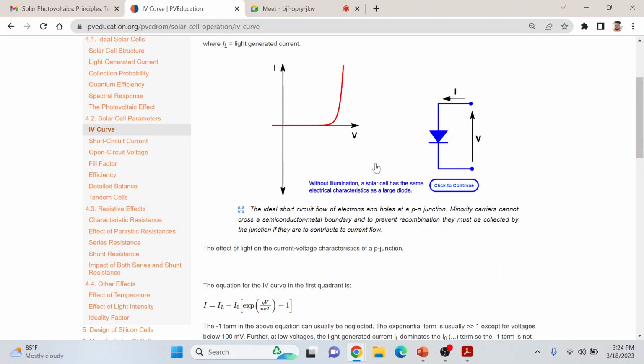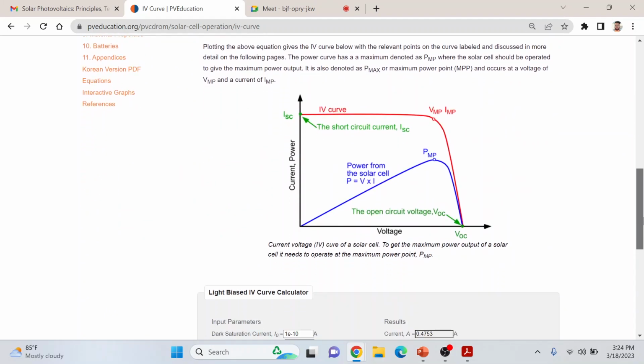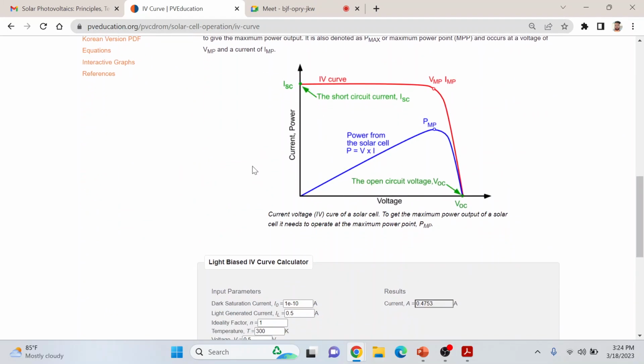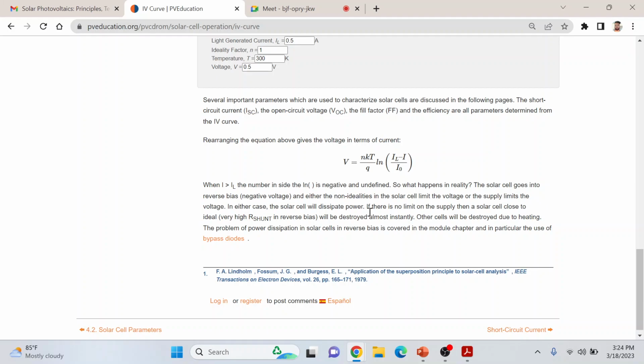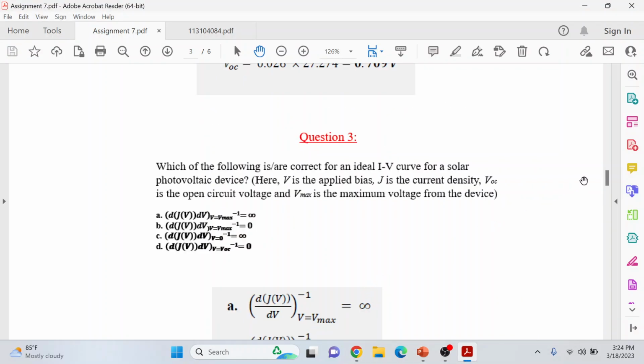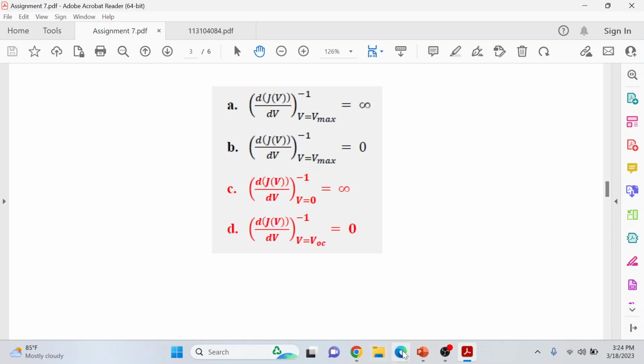Just to give you a quick recap, without illumination a solar cell has the same electrical characteristics as a diode. But when the light is shining, the IV curve shifts as the cell begins to generate power under illumination. If you further increase the intensity, it shifts to a greater extent. For the solar cell curve, we usually represent the flipped version of it. So this is the standard IV curve plot, with the maximum current and maximum voltage. This is Voc and this is Isc, which we have already explained. Now using these parameters, we have to see the question. The question is asking which could be right for Voc. As Mele said, this will be the tan of this equation.